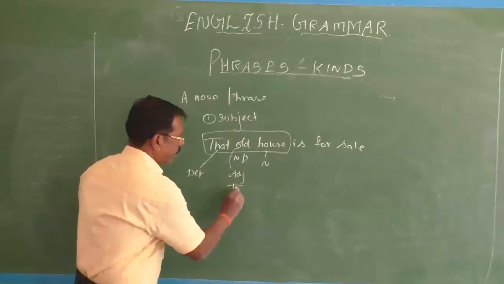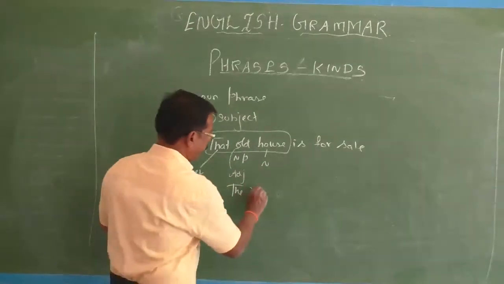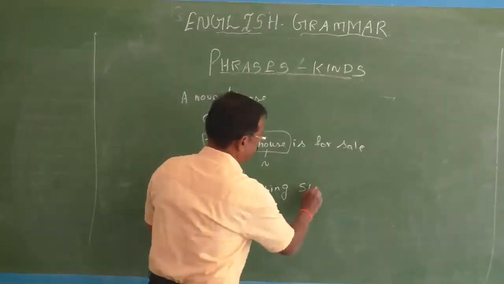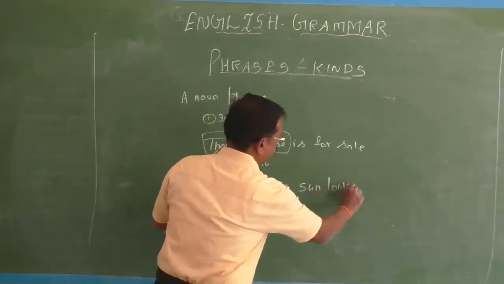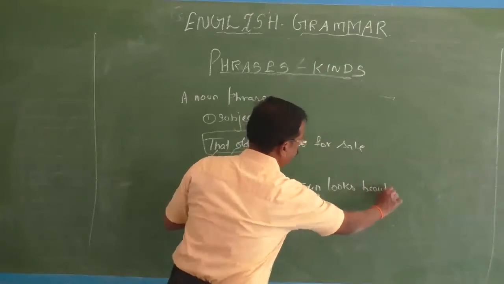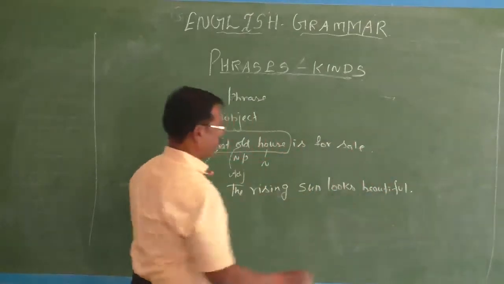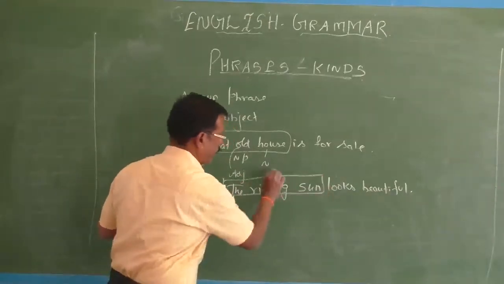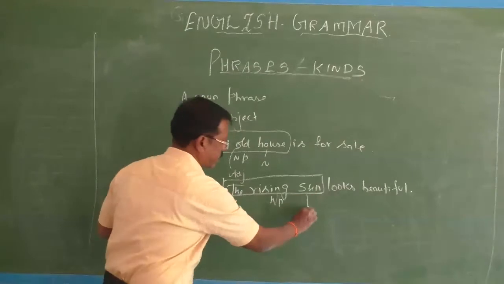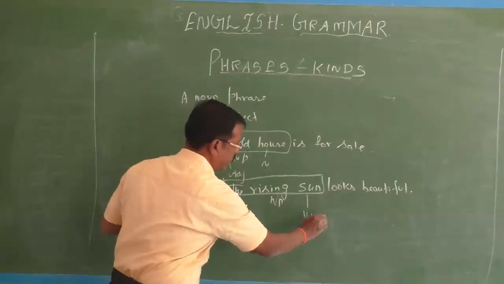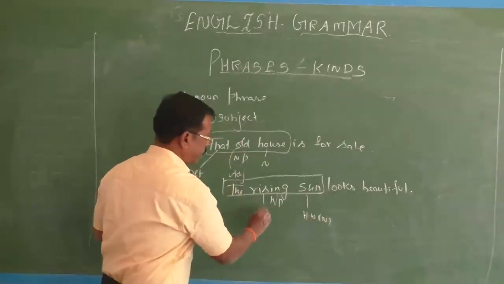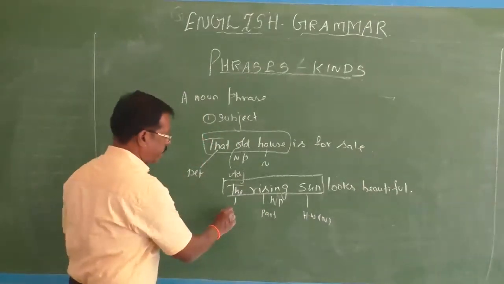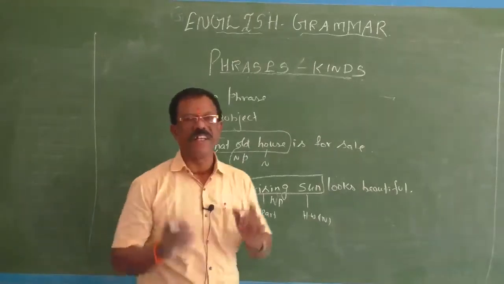The rising sun looks beautiful. Here, the rising sun, this is a noun phrase. Sun is the head word. It's a noun. And then rising is a participle, present participle. The is a determiner, that is the definite article.